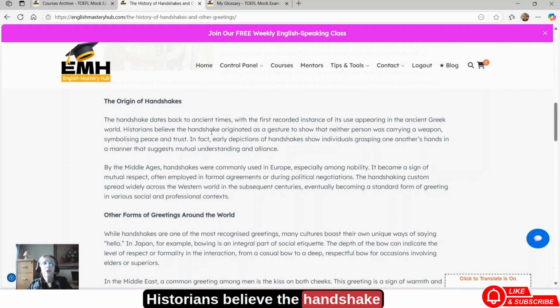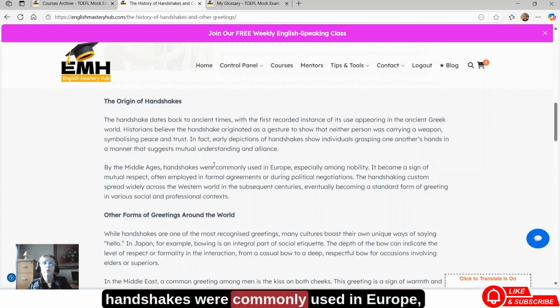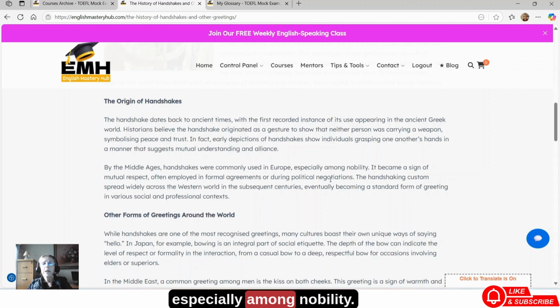Historians believe the handshake originated as a gesture to show that neither person was carrying a weapon, symbolizing peace and trust. In fact, early depictions of handshakes show individuals grasping one another's hands in a manner that suggests mutual understanding and alliance. By the Middle Ages, handshakes were commonly used in Europe, especially among nobility. It became a sign of mutual respect, often employed in formal agreements or during political negotiations.